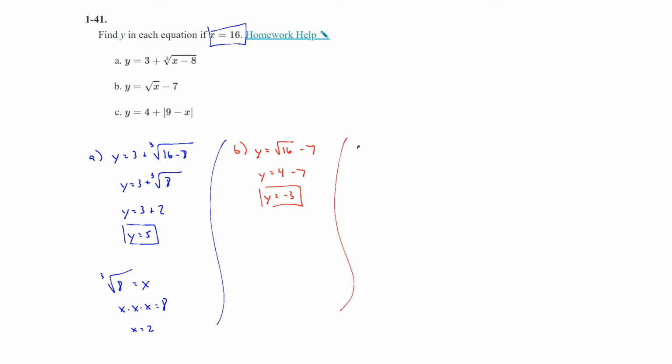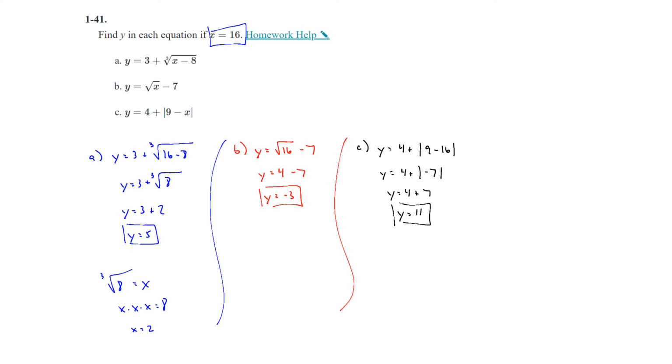And then the last one on here, C. y is equal to 4 plus the absolute value of 9 minus x, that's 9 minus 16. So we're dealing with three different types of functions on A, B, and C. A is a cube root, B is a square root, and C is an absolute value. So this would be 4 plus the absolute value of negative 7. You have to evaluate the absolute value before you move on. So the absolute value of negative 7 is 7, and y is equal to 11.